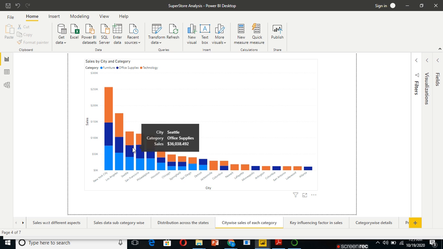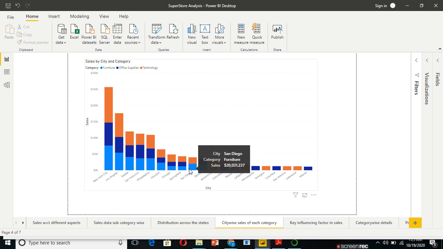Up to here the distribution is okay, but after San Diego the category-wise sales have been reduced, and in these cases only technology is performing. Here only office supplies are working, over here it's only technology. So probably the store has to work more on the categories. They can either spread their categories, or they can do some marketing gimmicks, use more advertisements or some discount options, so that the other categories can also build up.